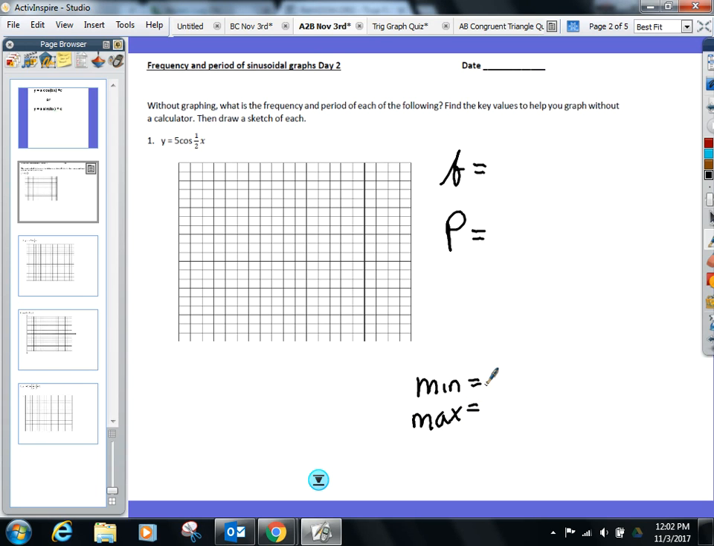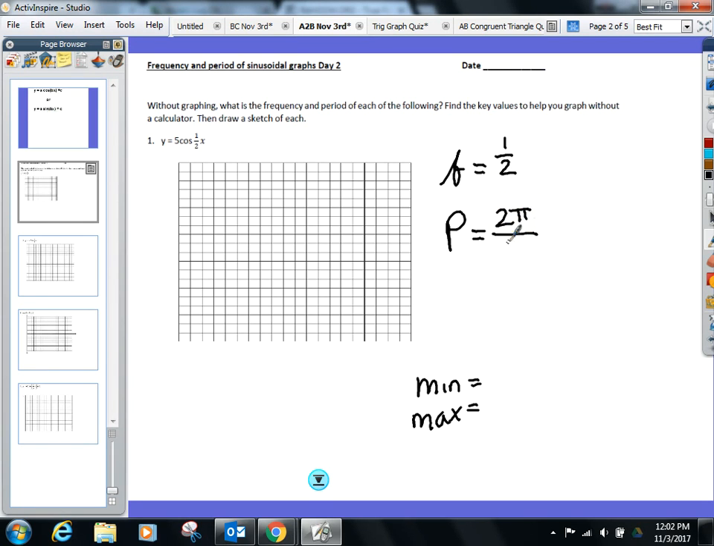Because the period will help you set up the x-axis, the min and the max will help you set up your y-axis. So let's go here. Let's start with frequency. 1/2. What's the period formula?